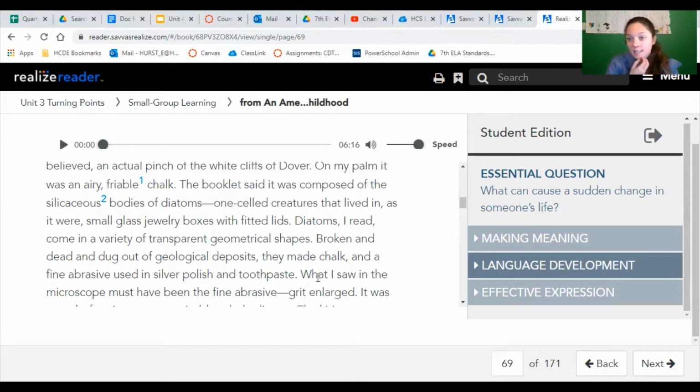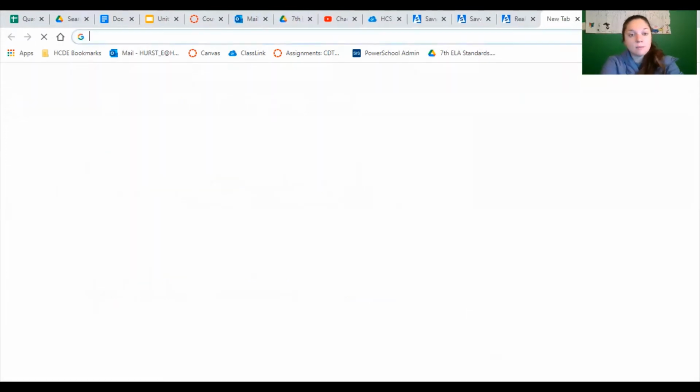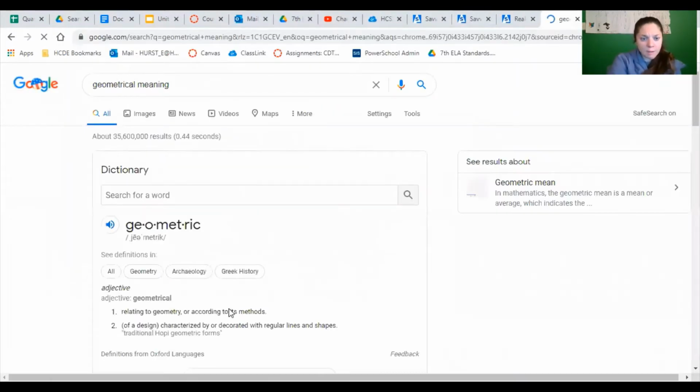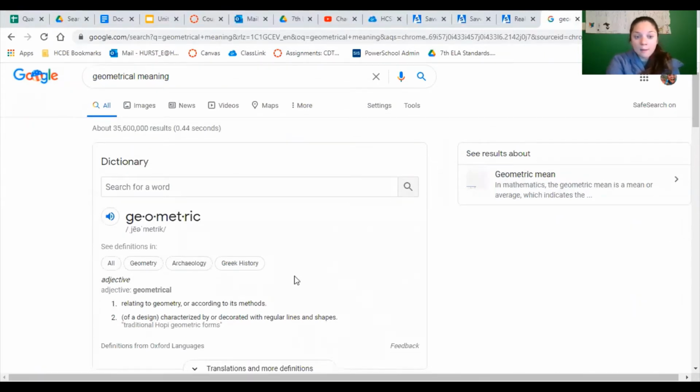When you're not in an assessment situation, I always recommend looking up what words mean, because then you might know it next time it comes up. But try first to figure it out with context clues. So I know geometrical has to do with shapes. Geometric means relating to geometry. That's not super helpful. But this says characterized by or decorated with regular lines and shapes. So we said it had to do with shapes. We were right on track.